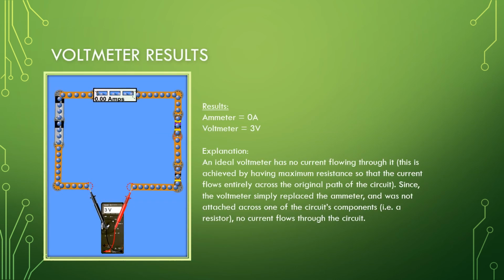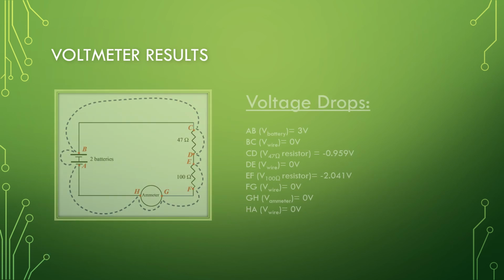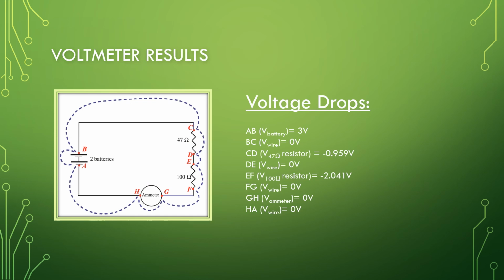If we replace one of the ammeters with a voltmeter, no current runs through the circuit. This is because an ideal voltmeter has no current flowing through it. This is achieved by having maximum resistance so that the current flows entirely across the original path of the circuit. Since the voltmeter simply replaced the ammeter and was not attached across one of the circuit's components, no current is flowing through the circuit.